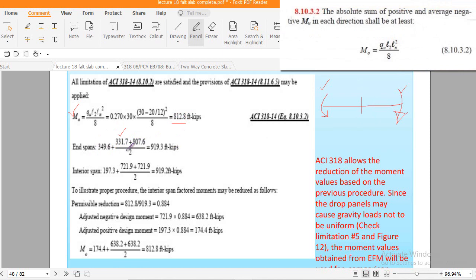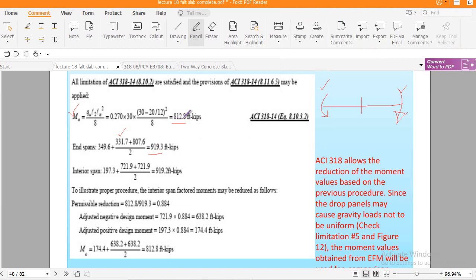Remember, the sum of the average of this moment and this moment plus the maximum positive moment, if we add these up, the average of this one and this one plus this one, which is 919.3 feet-kip, this moment must be less than this one, right? The code criteria basically explains this. If it is more than this value, we can reduce this value to this one. But you have to use this check only when your slab system fulfills the criteria or the limitations of the direct design method. This is one important condition.